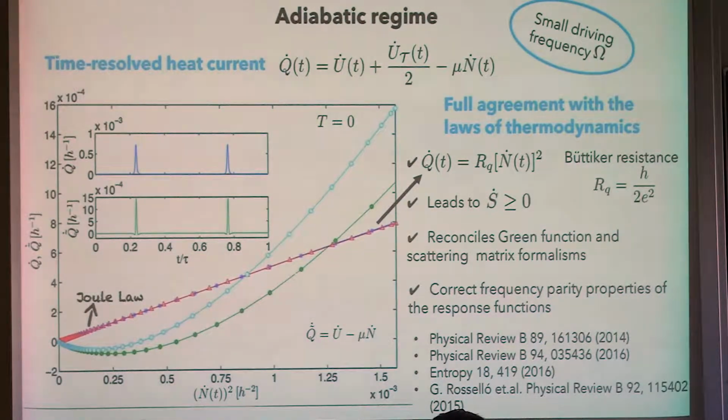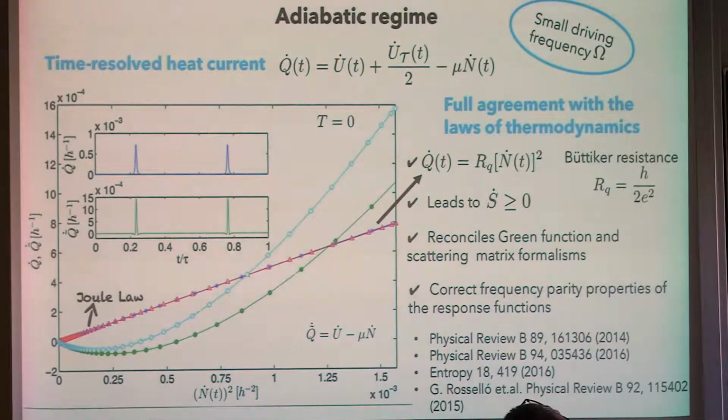For example, at low temperatures, it follows this Joule law. For example, this is the heat, and this is the number of particles squared. And when the temperature of the reservoir is close to 0, the relation between the heat and the charge squared is a line. And the slope of this linear relation is a resistance. It's a constant and universal resistance, that is the Büttiker resistance.